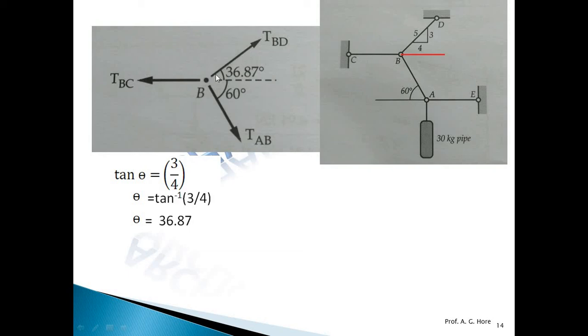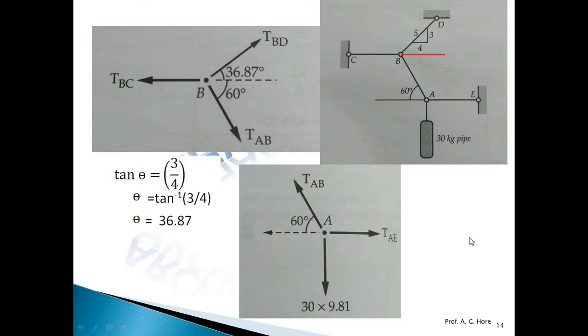The forces in this cord are away from point B, because all these are the tensions in that cord. Similarly, at point A, if we draw the FBD, the AE tension is away from the point. The 30 kg mass is given, multiplied by 9.81, so we get the weight of that pipe, and the tension in AB is away from this point. Now solve the FBD of points A and B.